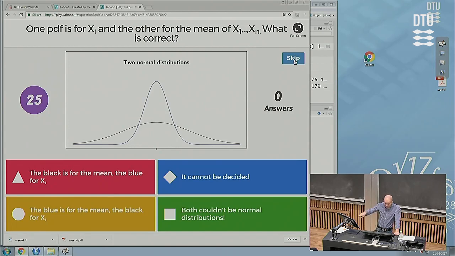The middle one is the black, if it's difficult to see the colors. The top one is the blue, and the flat one is the black.